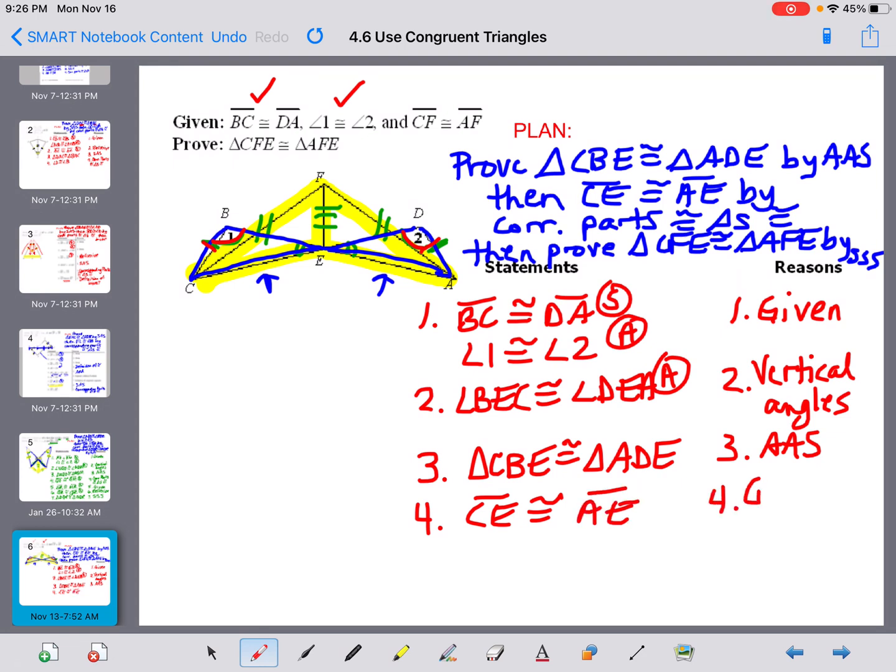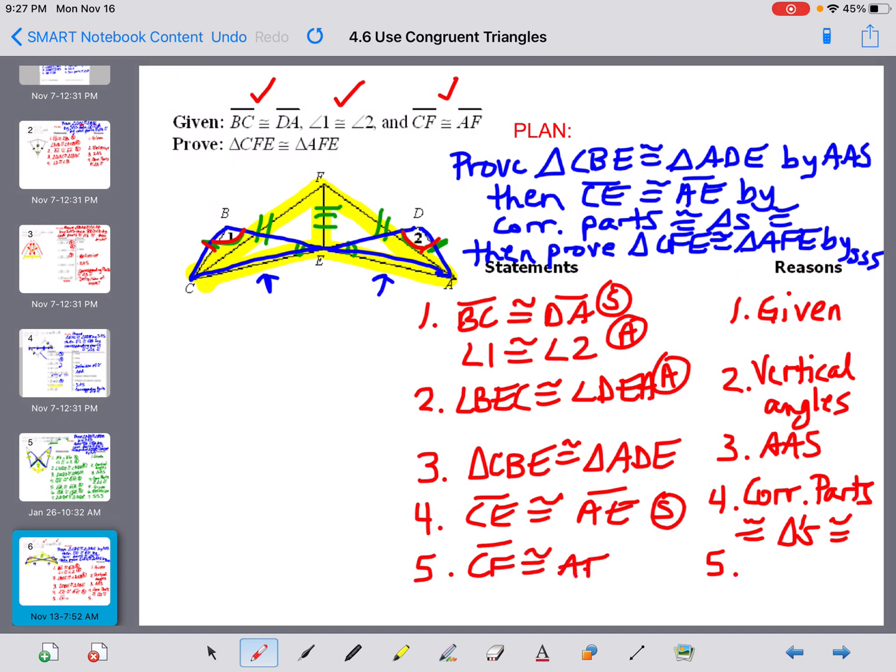And the reason is corresponding parts of congruent triangles are congruent. All right, we're on to the yellow triangles already. So that was a set of sides on the yellow triangles. What else for the yellow triangles? Don't forget we had this given up here we haven't used yet. CF congruent to AF. That was a given. That's a pair of sides.